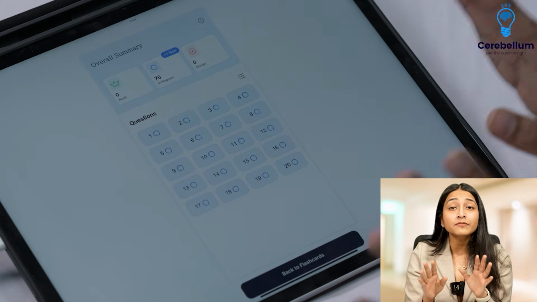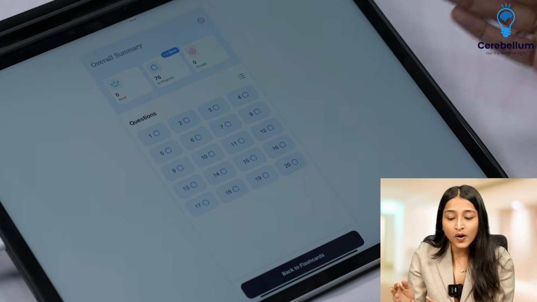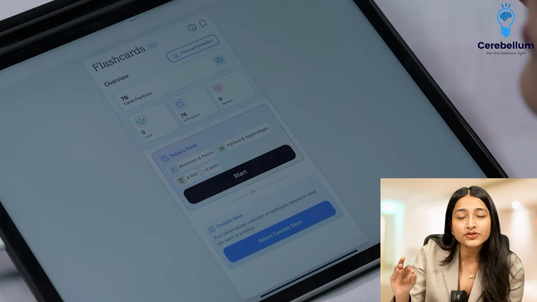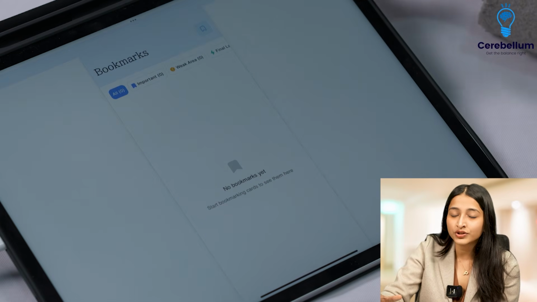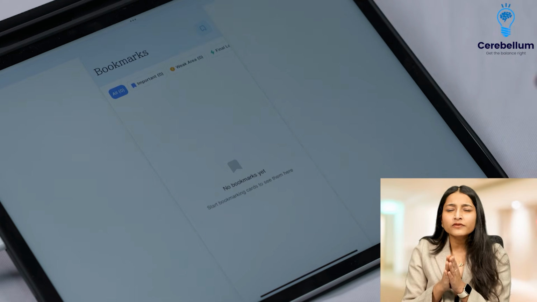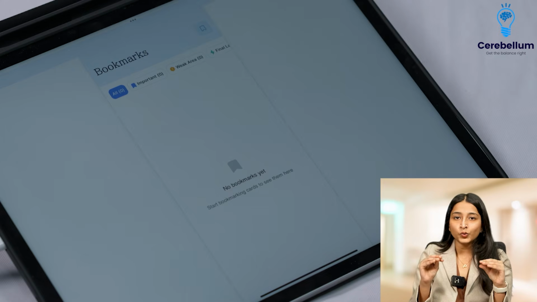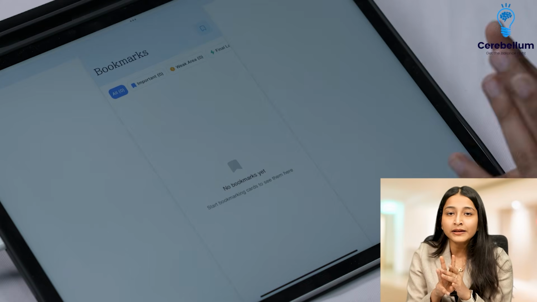Now I have completed my 20 flashcards, the entire deck of 20 flashcards, and now I will move back to flashcards. Over here, there is also a very interesting feature of bookmarks. Let's move to it. Over here in the flashcards features, we have bookmarks. Regularly, when we do questions, we have one option of bookmark only. But over here, we have dissected the bookmarks into three parts as well.